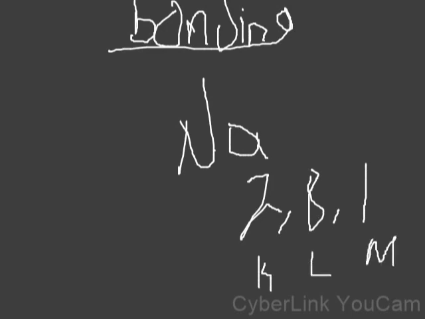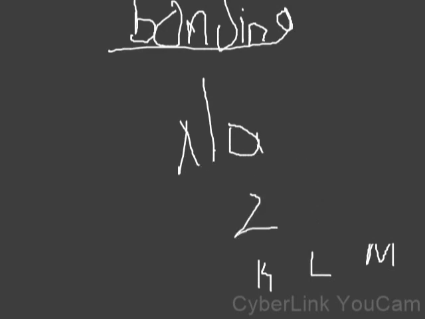This 8, not B. K is 2, L is 8, M is 1. Let me clean that off and write it again. 2, 8, 1. This is sodium. Okay, now we have this 281 in KLM.